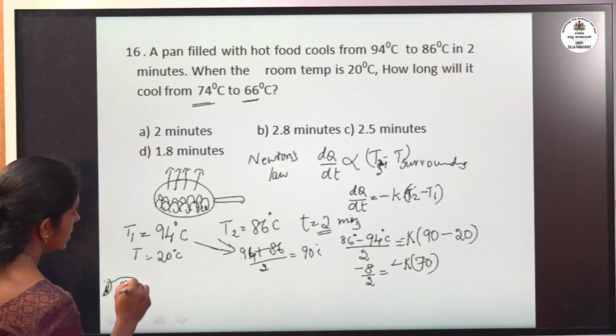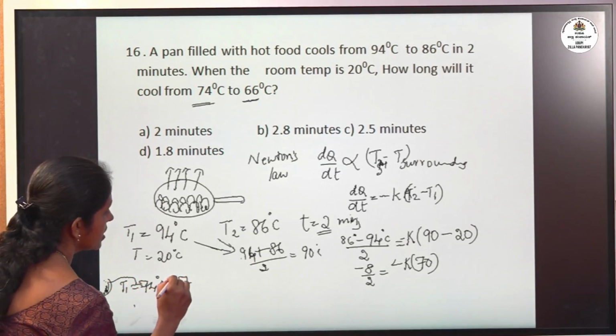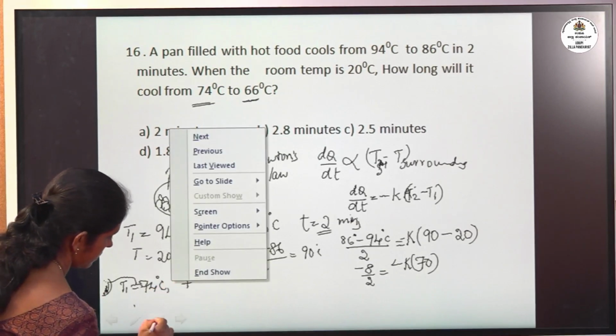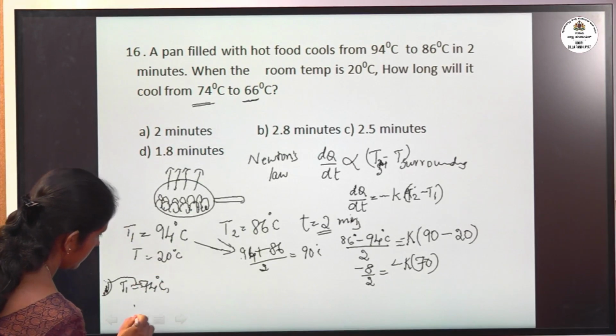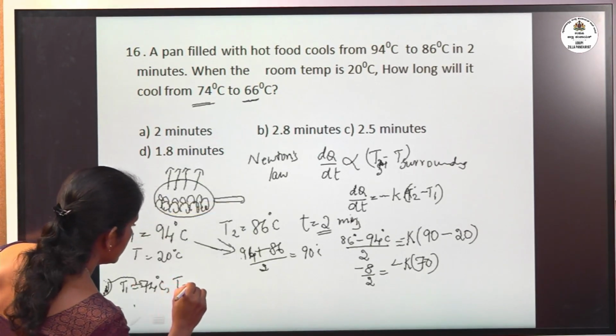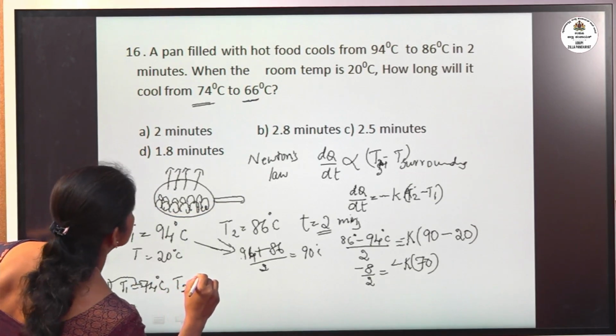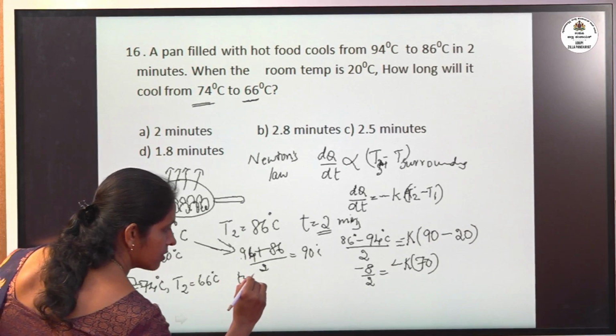Initial temperature is 74 degrees Celsius. T2, final temperature, is 66 degrees Celsius. How long will it take? What is the time taken?